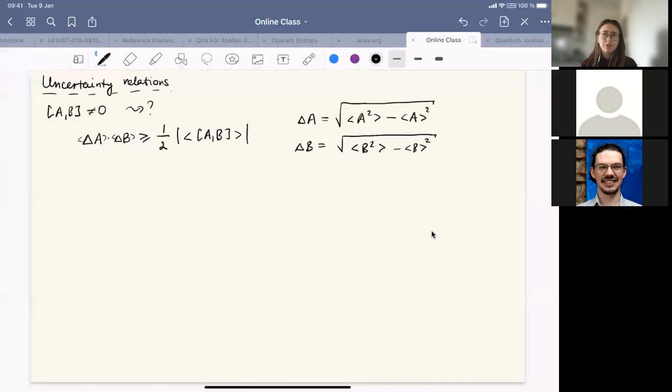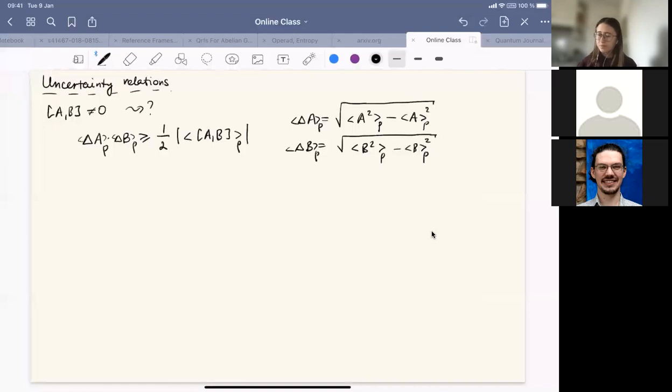One consequence of this relation is the uncertainty relation for momentum and position, which probably all of you know about. So basically it means that we cannot simultaneously measure momentum and position with infinite precision. There's always going to be some error, and the error is given exactly by this relation. This is all, of course, calculated given some initial state.